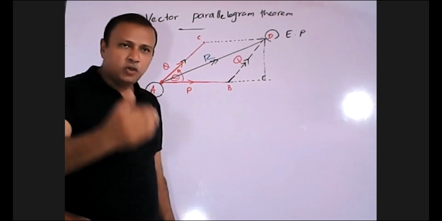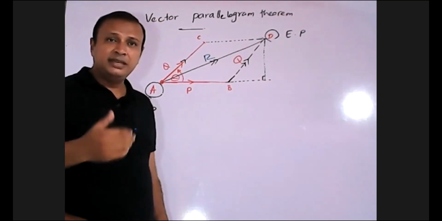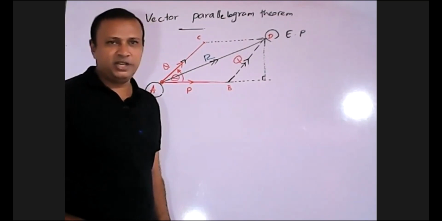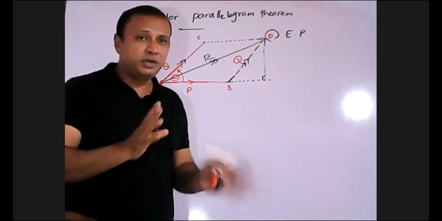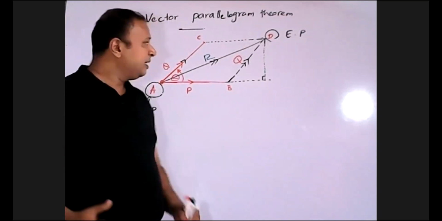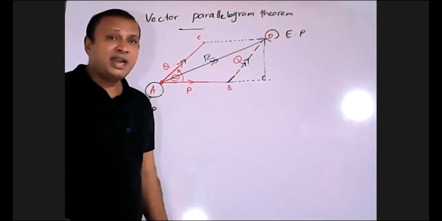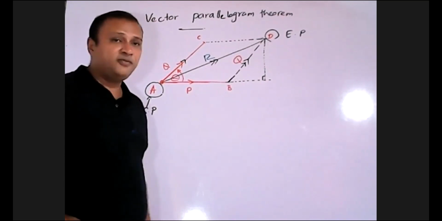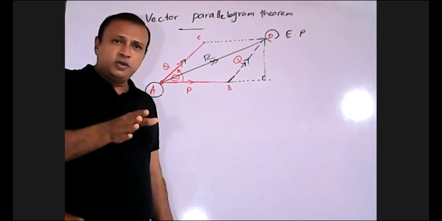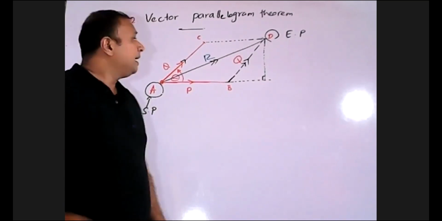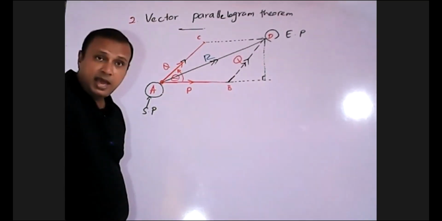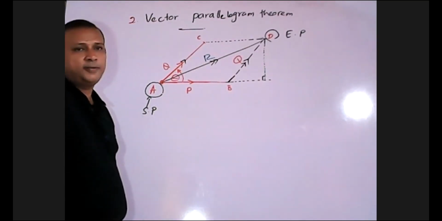Now we have shown this in a qualitative method. Qualitative method means not a numerical method. It is a logical way. We have shown that the AD diagonal may represent the resultant force in a logical way. Now we are going to quantize. That means now we are going to find the magnitude of R and direction of R.